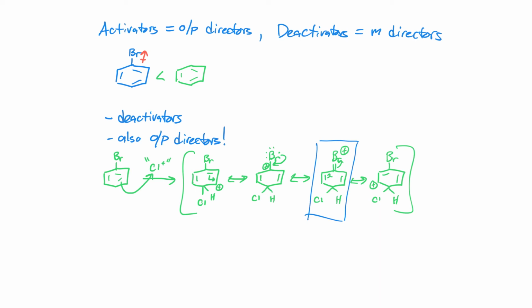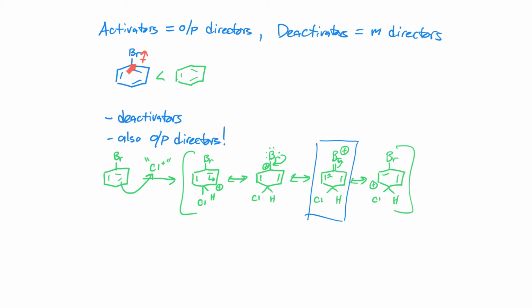So it shows that while bromine is a deactivator, because we know the rate of the reaction is slower with electrophiles than benzene itself, it's also an ortho-para-director. Same with any other halogen, fluorine, chlorine, iodine, or bromine. Typically, bromine and chlorine are the most common ones that we encounter. So that's why halogens are considered the exception.